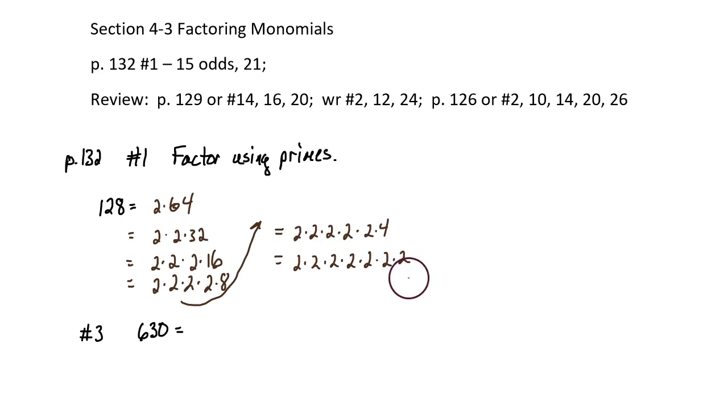There are no more prime numbers that we can use to write this out. So our answer for 128 is 2 to the 7th power. We have written 128 using a prime number, the number 2, and the exponent indicates how many times that prime number is multiplied to itself.